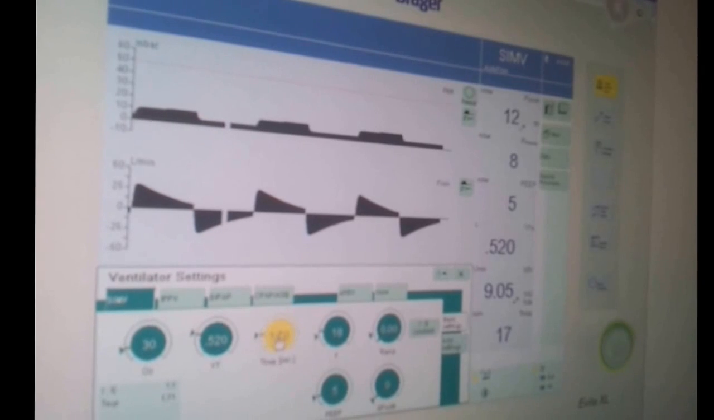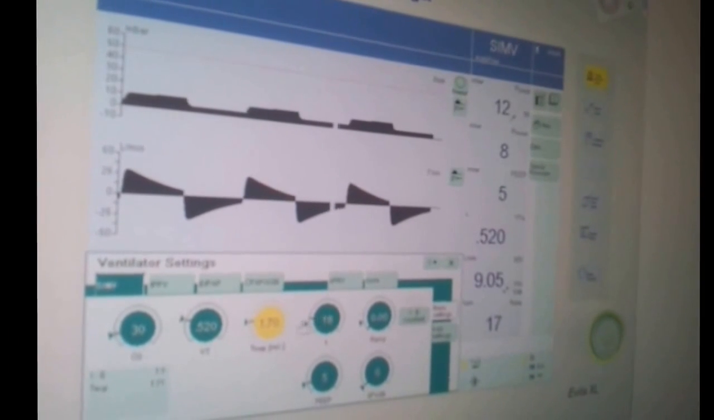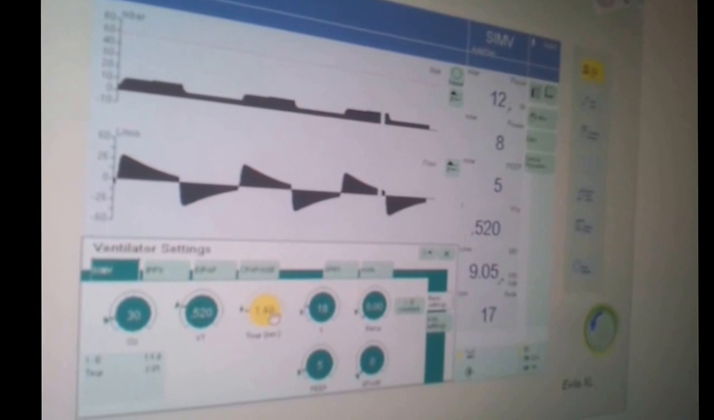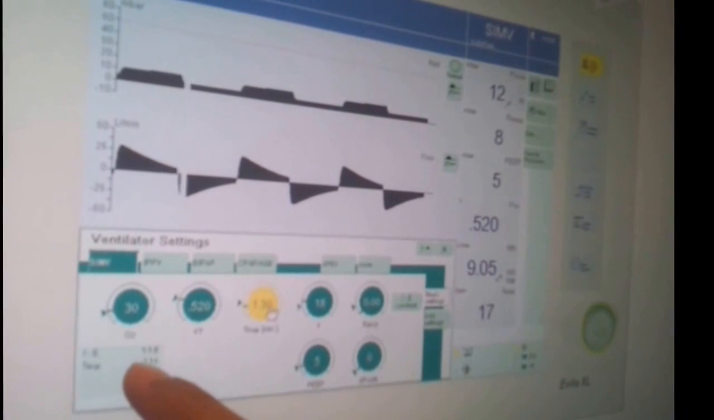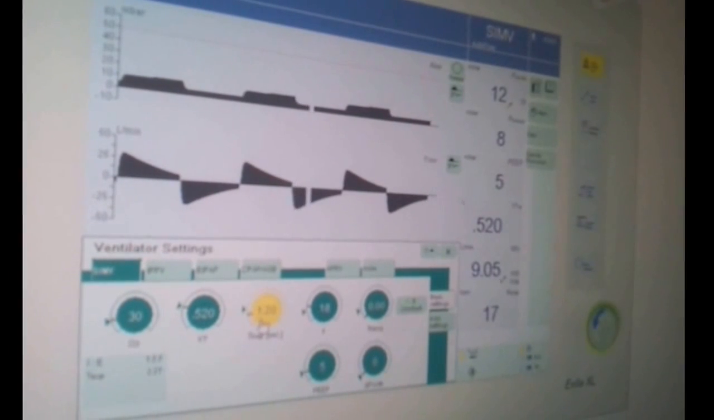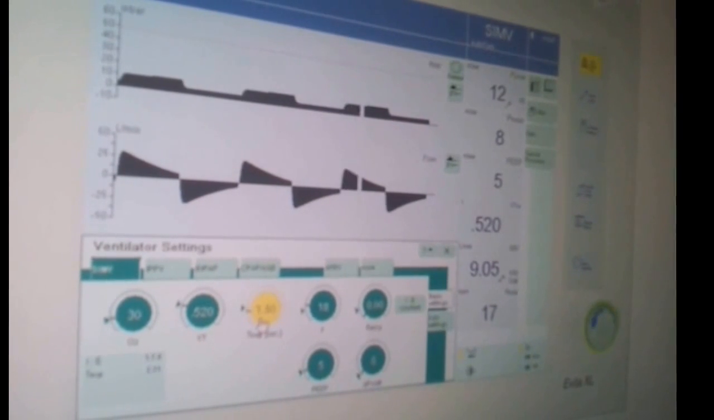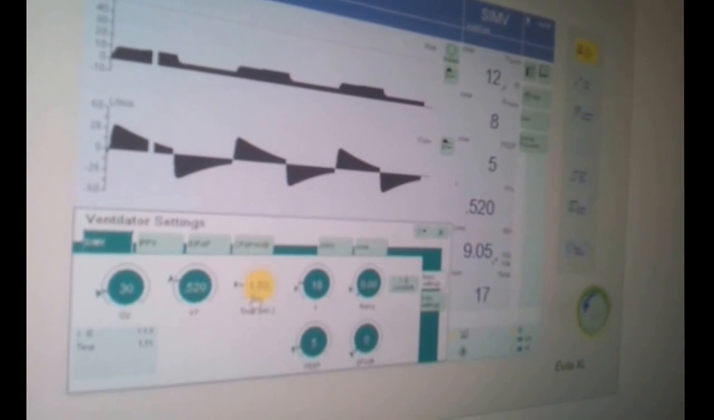So, confirm. So we are decreasing the time inspired. As we are decreasing the time inspired, the IE ratio is getting better from 1:1 towards 1:2. So let's make it 0.95. Oops.